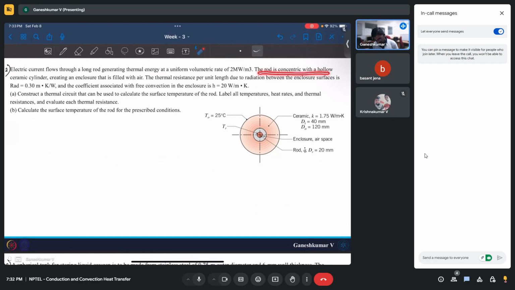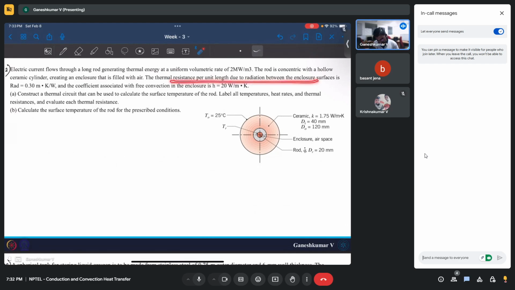The rod is concentric with a hollow ceramic cylinder, creating an enclosure that is filled with air. So there is this hollow cylinder, and inside that the rod goes. In between this hollow ceramic cylinder and the rod, there is an air-filled enclosure. So this is air, this is the ceramic enclosure, this is the rod. Between the enclosure surfaces, from the outer area of the rod to the enclosure surface, there will be radiation happening.